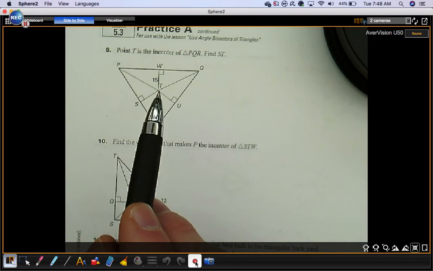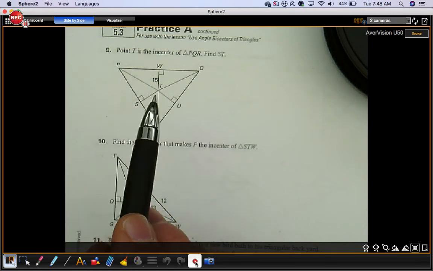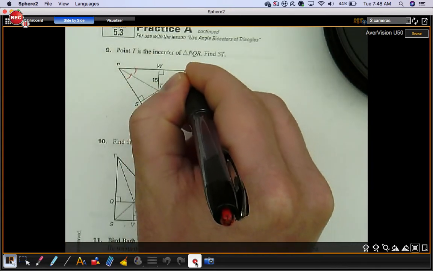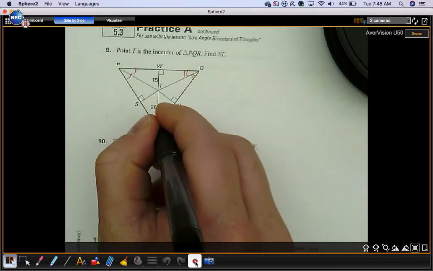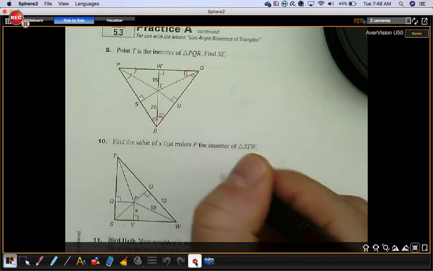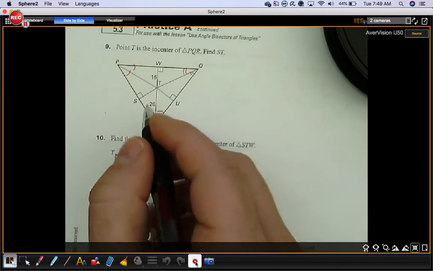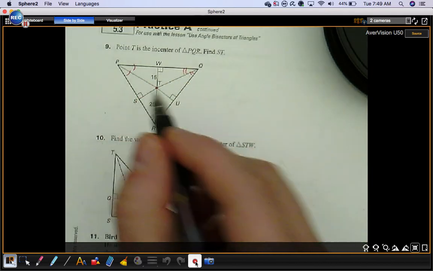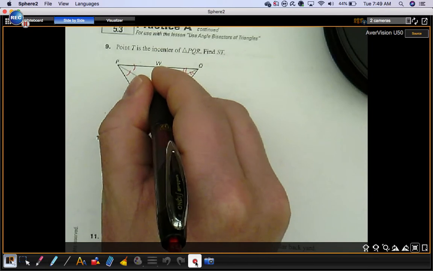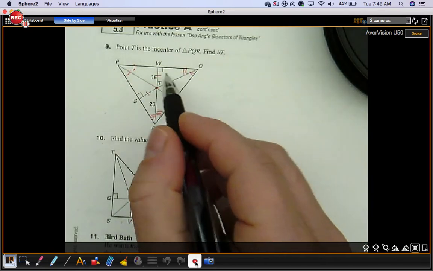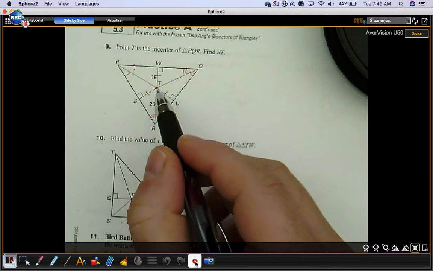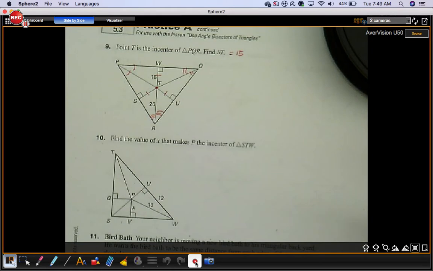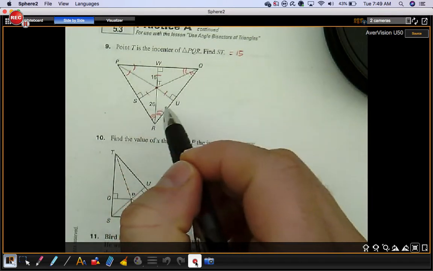Well, if this point T is an incenter, then what that means is these segments coming from the vertices are angle bisectors. So these angles match, those angles match, and those angles match. Now, the thing that the incenter does is it gives you a point that's equidistant from each side of the triangle. So these lengths are all the same. So if W to T is 15, S to T is also 15. No calculation needed. You just have to understand the theory.